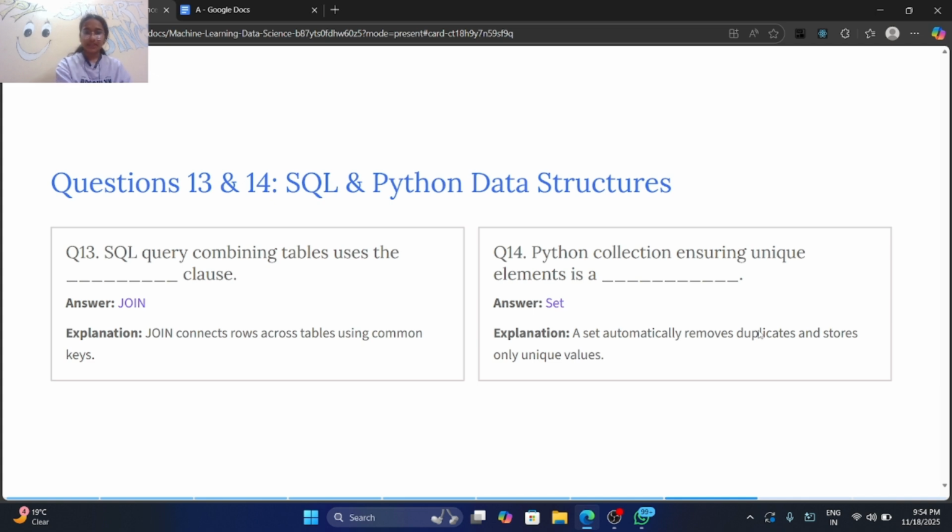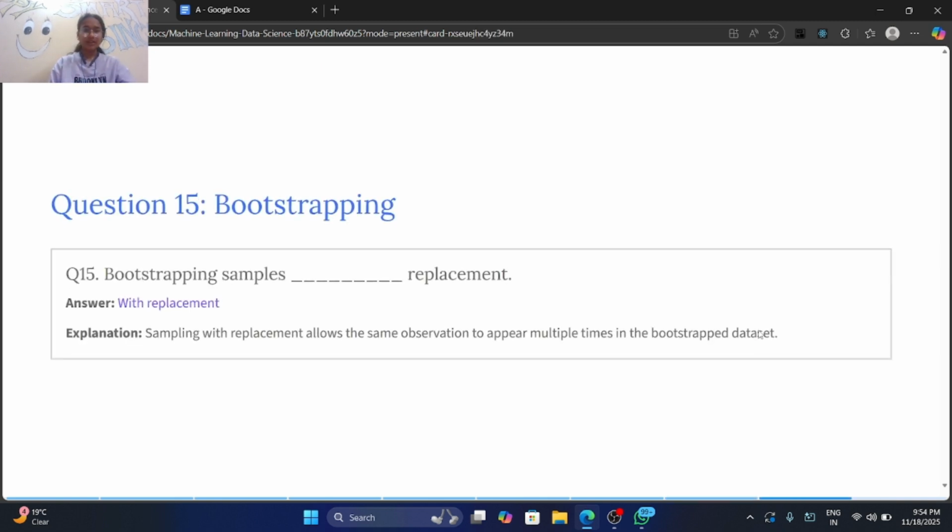Question number 14. The Python collection that ensures unique elements is called a. In Python, the only collection that always keeps elements unique is the set. A set is a collection of unique elements. So a set automatically removes duplicates and stores only unique values. Now last question, bootstrapping samples with what? In bootstrapping, you pick samples and put them back so they can be chosen again. That means sampling with replacement. You can pick samples, put them back so they can be chosen again in future. So the answer is with replacement.